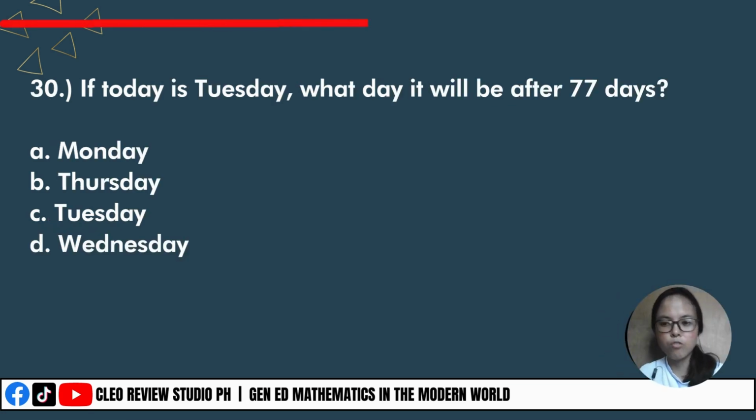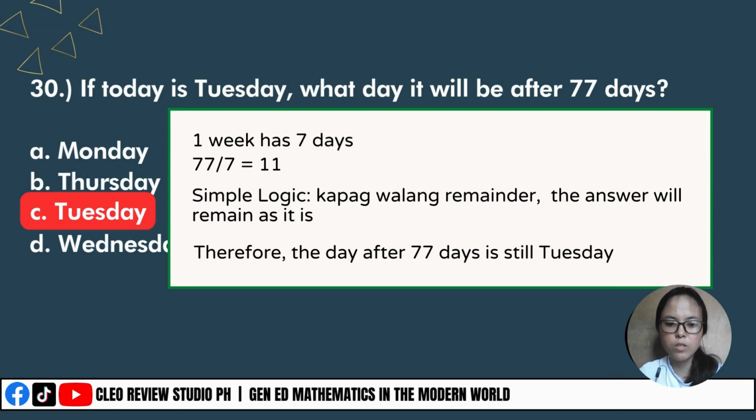If today is Tuesday, what day it will be after 77 days? The correct answer is option C, Tuesday. Kapag ganito ang tanong, ang kailangan nyo lang tingnan ay yung remainder. No remainder, it remain as it is. For example, in this question, since divisible ang 77 sa 7, which equal to 11, there's no remainder. So the answer is still Tuesday.